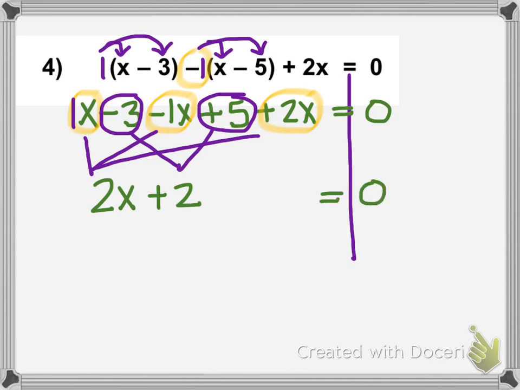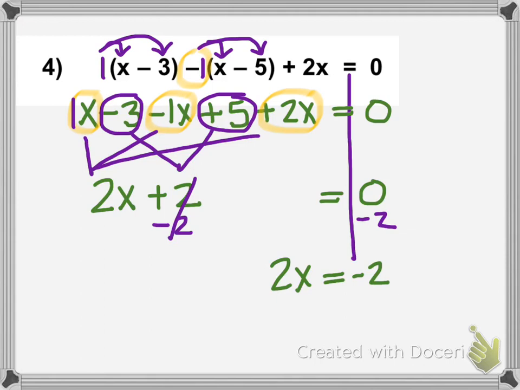Now we've got our last two steps, which are the simple ones. Our variable term is on the left, so we're going to move that constant 2 to the right. And because it's positive, I'm going to subtract it from both sides. Negative 2 and a positive 2 make 0. So we're going to bring down what's left. We've got 2x on the left equals, and 0 minus 2 is negative 2 on the right.